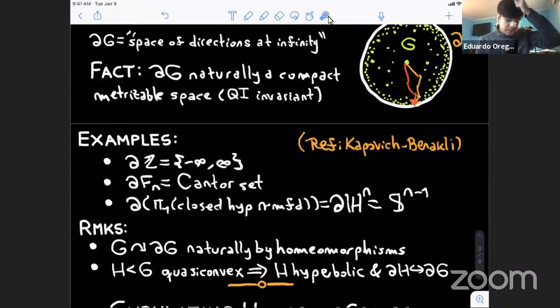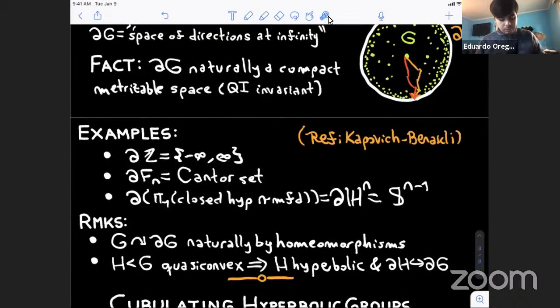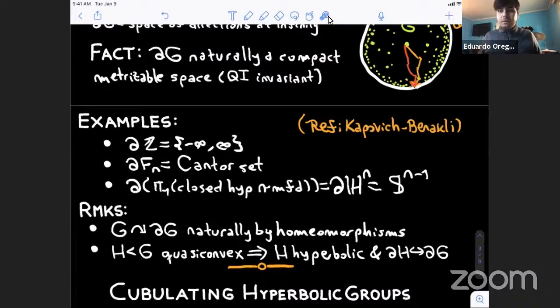And another remark is that each time you have a quasi-convex subgroup, it behaves nicely with respect to the boundary, in the sense that first of all, quasi-convex subgroups are always hyperbolic, and second, that the boundary embeds into the boundary of the ambient group. So we have always an embedding. So this is nice. Is there any question at this point? I know this is just a quick review, hoping that the ideas are clear. We just need the general picture of what a hyperbolic group is.